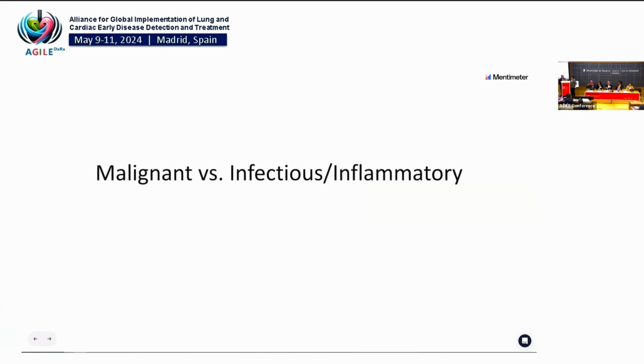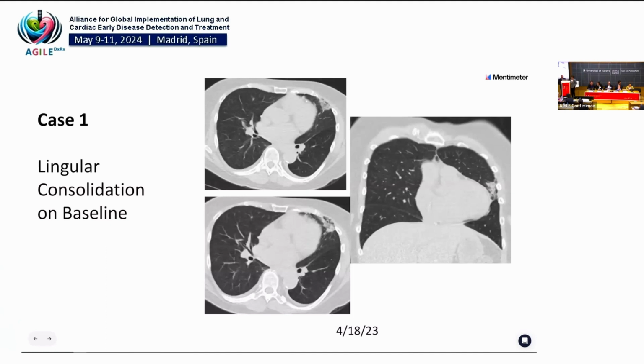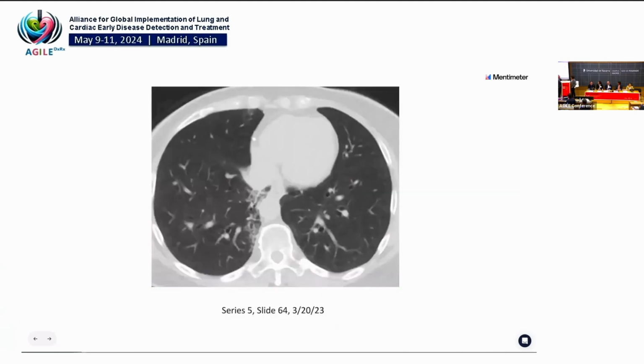So now we go on to our first real case, and the first topic will be malignant versus infectious or inflammatory. So this is the first case, lingular consolidation on baseline. You can see it on the axial as well as on the coronal images. This is another case, but with the same problem. This is a somewhat strange, irregular consolidation in the right lower lobe.